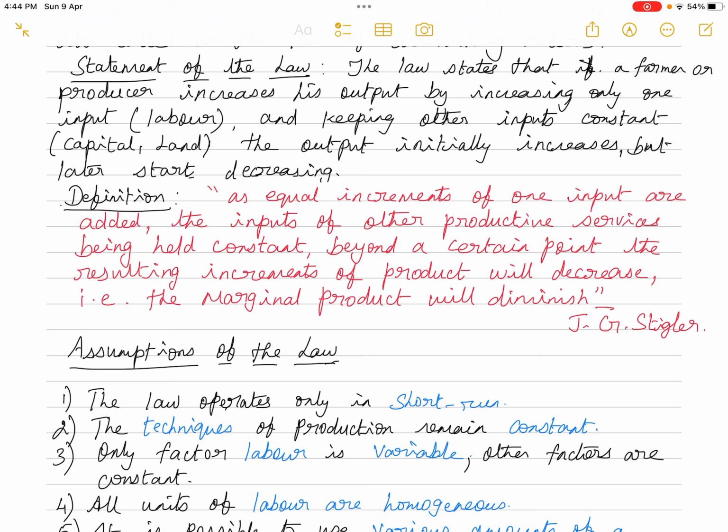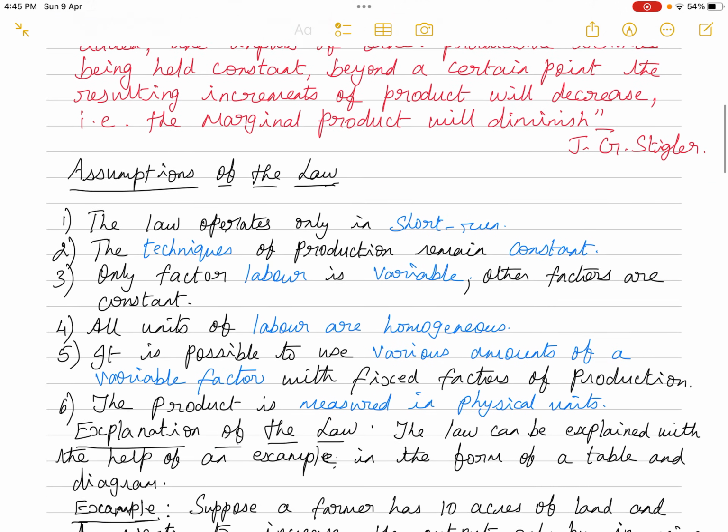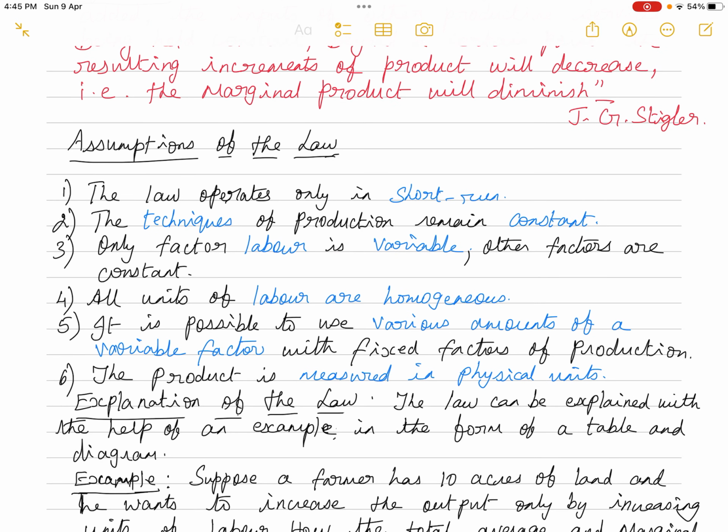The equal increments means what? Addition. So addition of one input is made while the other productive services, the other factors, are being held constant. Beyond a certain point, the resulting increments of product, the resulting addition to the product, will decrease, that is, the marginal product will diminish. So eventually the marginal product will diminish, and that is when the producer will come across negative returns. That is what the definition says.